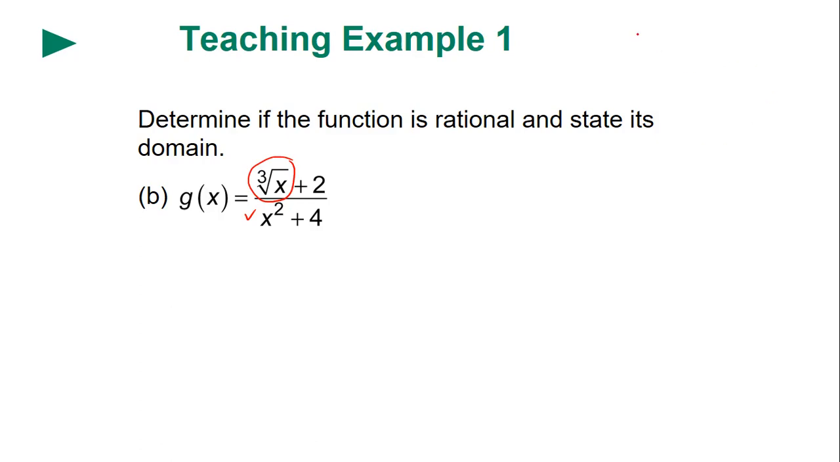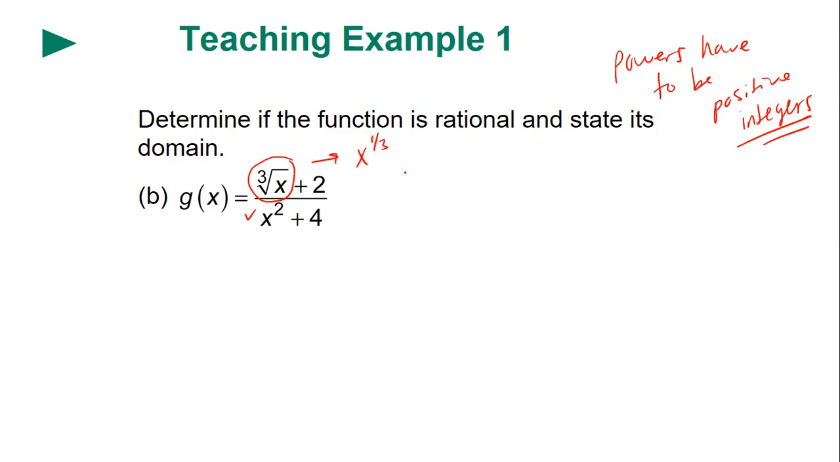In order to be a rational function, the powers of your variables have to be positive integers. And this right here is not a positive integer. This is actually x to the 1/3. And is 1/3 an integer? No, it is not. It's just a number, but it's not an integer.